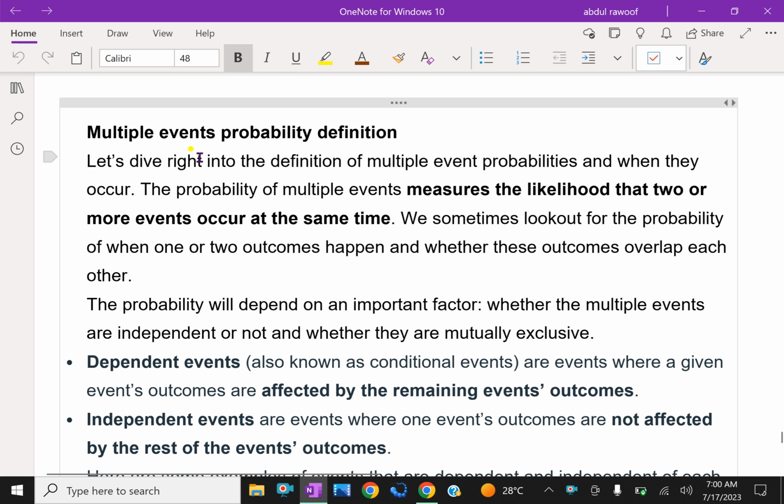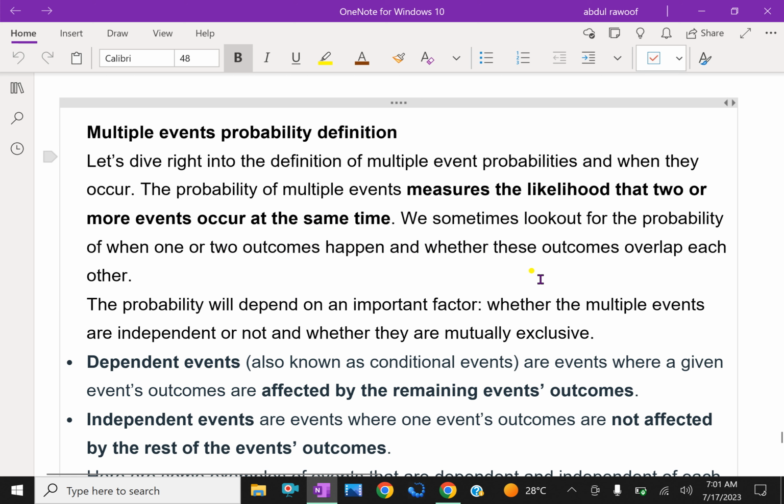Multiple events probability definition. Let's dive right into the definition of multiple event probabilities and when they occur. The probability of multiple events measures the likelihood that two or more events occur at the same time. A single event is a single occurrence. For multiple events, it measures the likelihood that two or more events occur at the same time.